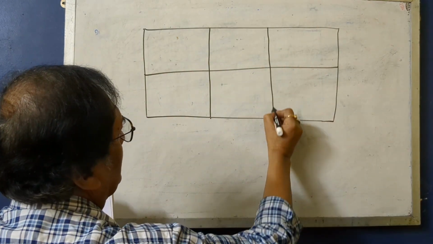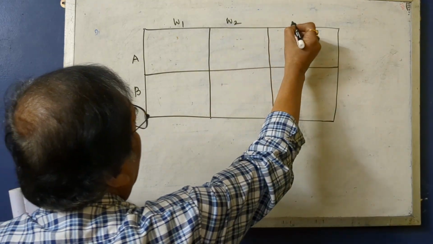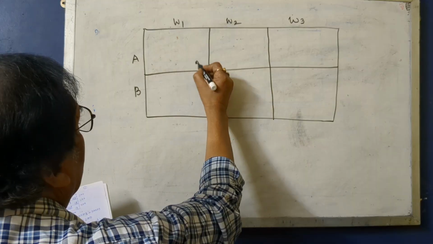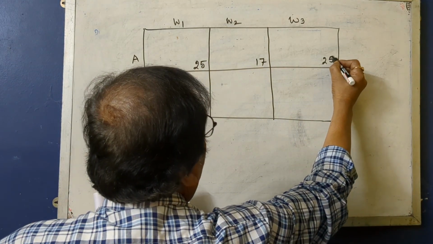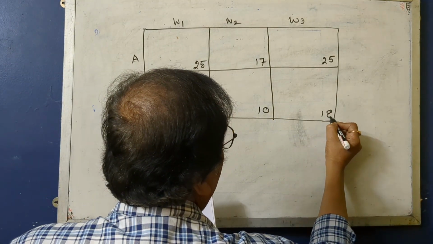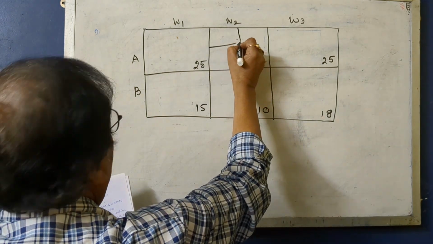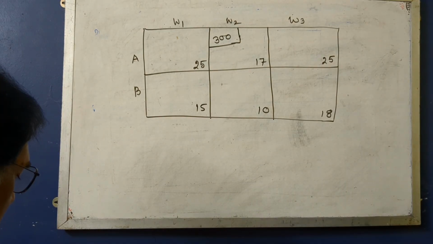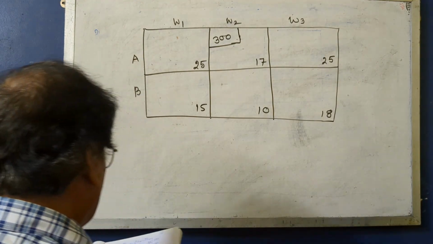This is 2 by 3: plant A, plant B, whereas W1, W2 and W3, and the costs are 25, 17, 25, 17, 25, 17, 25, 25 and 15, 15, 10 and 18. And the basic allocation is 300. You check 300. Already you have done this. You check the previous tables. You can see A to W2 is 300.